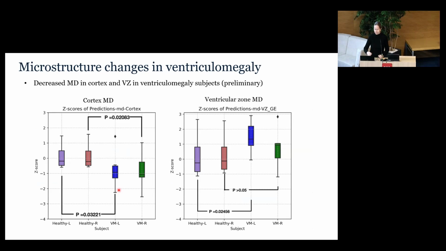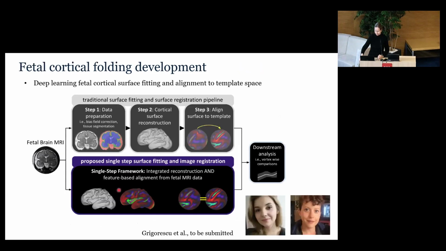This is something very preliminary. We wanted to see what the microstructure does in ventriculomegaly, but we had only 6 subjects from DHCP because the other cohort didn't have diffusion data. So this preliminary data show that there might be some differences. We saw lower MD in cortex and higher in the ventricular zone. So I don't know yet whether this will get confirmed, but it's something interesting to look at.